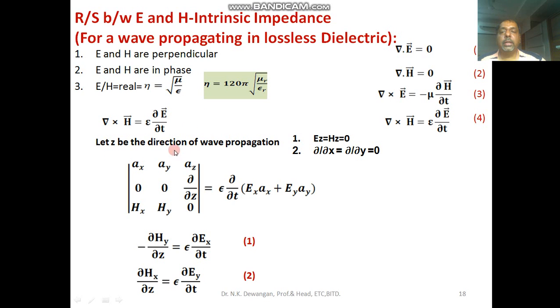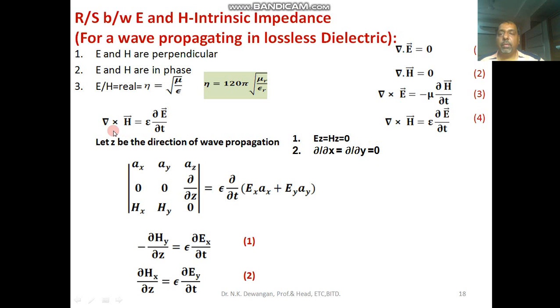Let Z be the direction of wave propagation. We are assuming that the electromagnetic wave in a lossless dielectric is moving towards the Z direction. In that case, for a uniform plane wave, we take Ez equal to 0 and Hz also equal to 0, and E and H will be in the xy plane. So del by del x equals del by del y equals 0, because waves are uniform in nature.